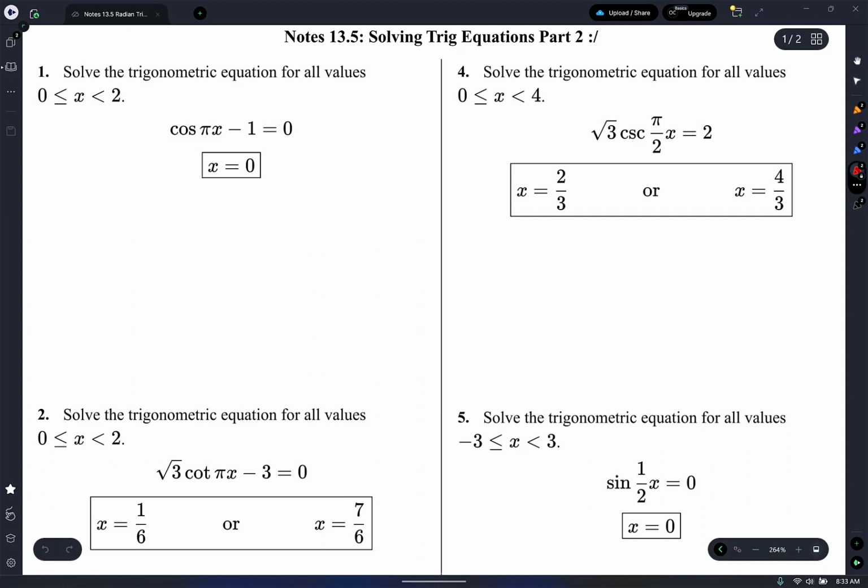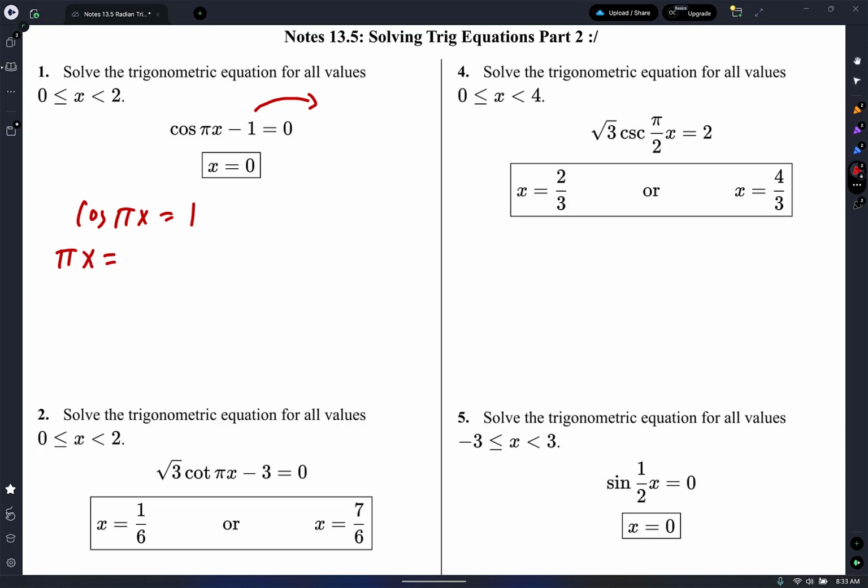You tackle this by moving the 1 to the other side, and then you're going to go cosine pi x equals 1. And then I'm trying to solve for x by itself. So what's the next move? Yeah, the inverse. So pi x equals, and you can put plus minus if you want, I'm going to put arc cosine of 1 plus 2 pi n.